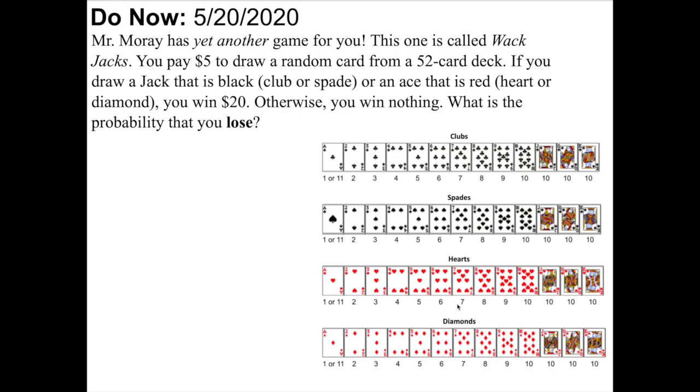All right, so here's the situation. I've got a game for you, yet another one. This one's called Wack Jacks. So you pay $5 to draw a random card from a 52 card deck. Now if you've ever played with playing cards, they look like this. You can see it right here on the bottom right where you've got the clubs, spades, hearts, and diamonds. Now each suit has 13 cards, an ace, 2 through 10, a jack, a queen, and a king.